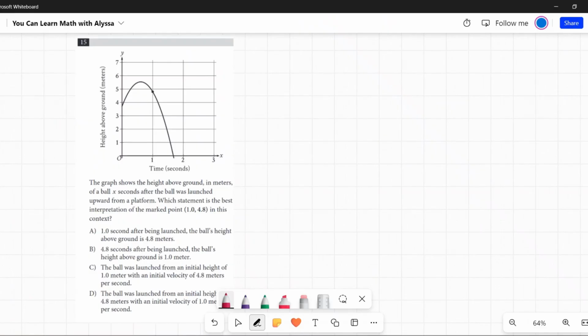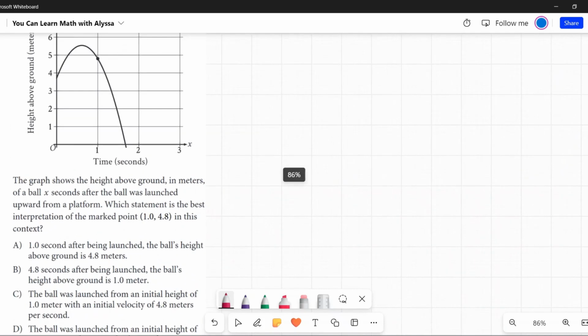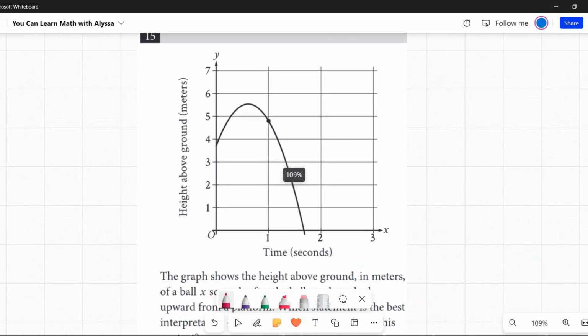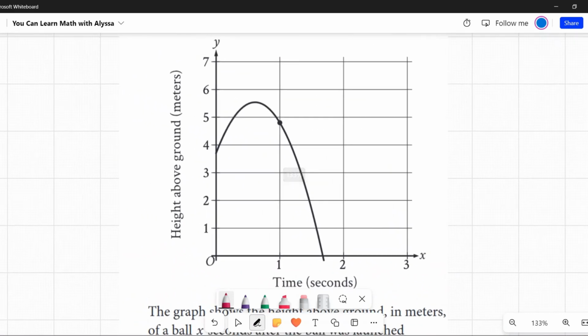The graph shows the height above ground in meters of a ball x seconds after the ball was launched upward from a platform. Which statement is the best interpretation of the marked point 1.0, 4.8 in this context? Now, before we look at the answers, let's just look at this graph, and so we know.